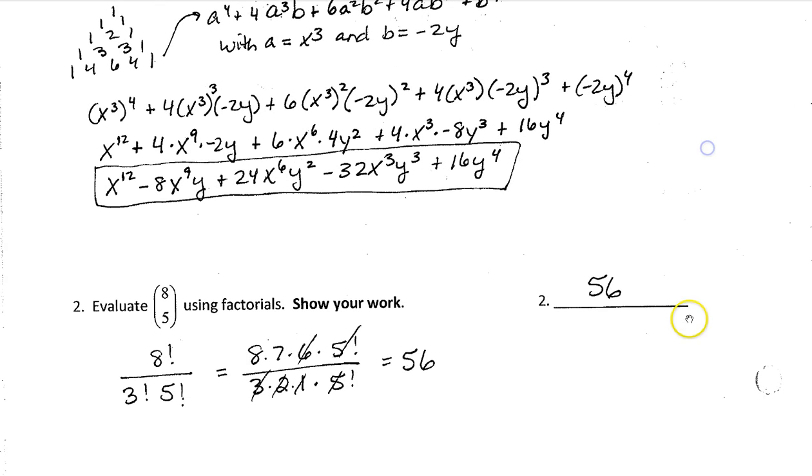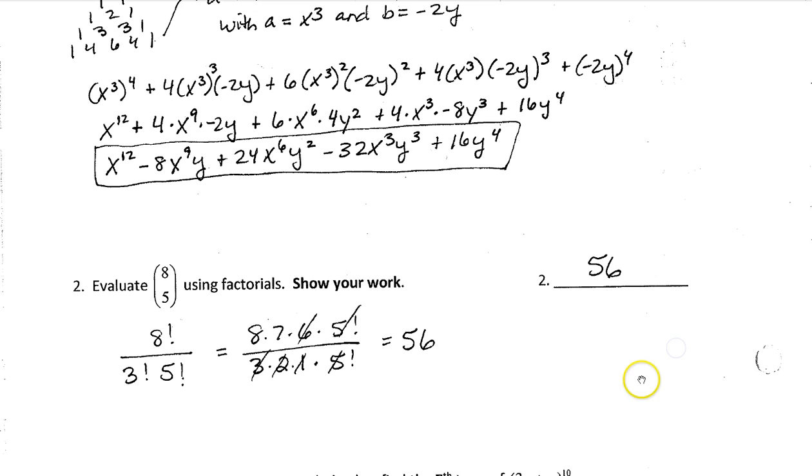Next question, it asks you to evaluate 8 select 5 using factorials and show your work. I would want all of this work shown. You will not have a calculator available for this problem, so you're going to have to be able to do this without a calculator. You need to know that 8 select 5 is 8 factorial over 3 factorial times 5 factorial.